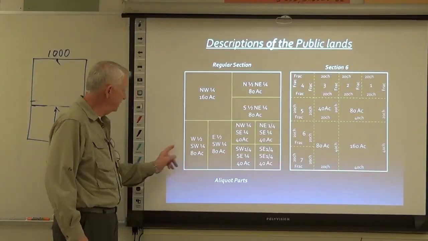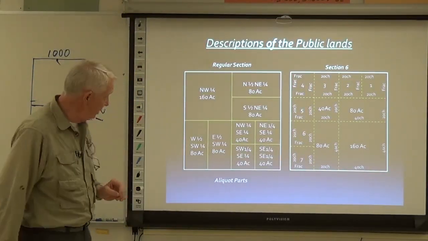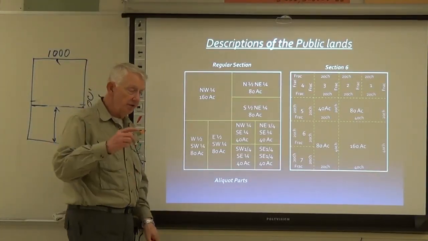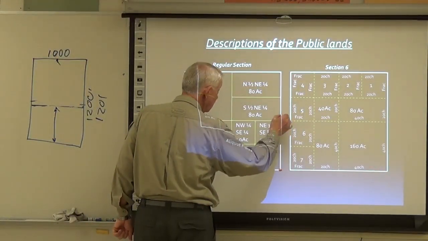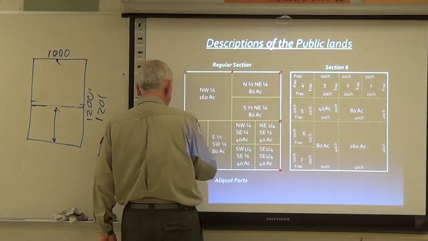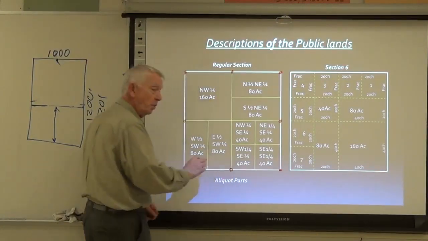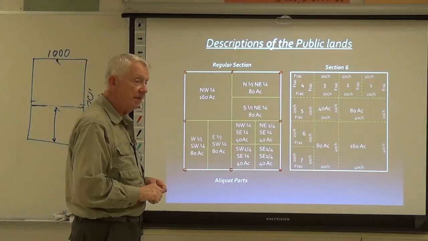East half of the southwest, west half of the southwest. Very particular on these because according to the government, the Bureau of Land Management, surveyors, when they first surveyed the section, they were supposed to survey those points and nothing else. Okay? Now that's what they surveyed.